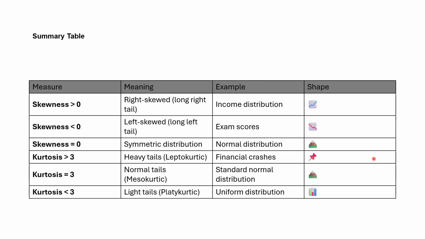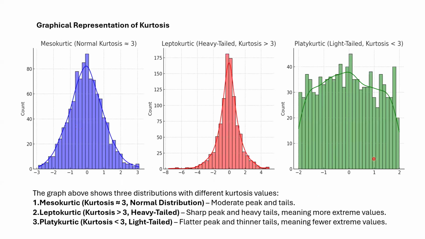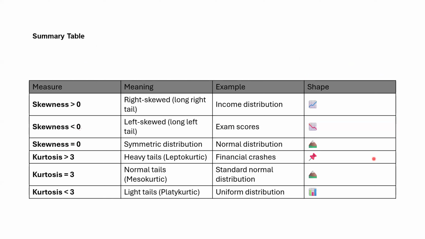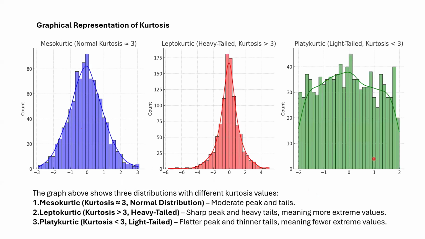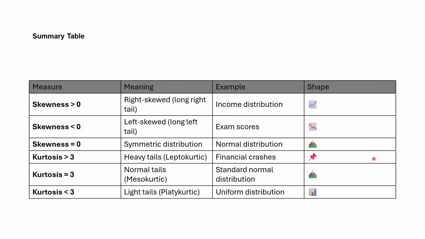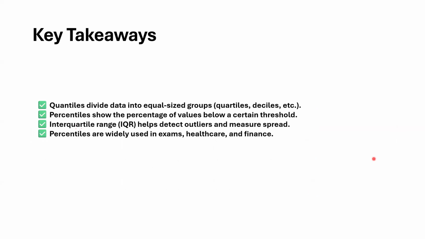Kurtosis greater than 3 is the leptokurtic, with heavy tails, like financial crashes. Kurtosis equal to 3 is mesokurtic, with normal tails, not going too much outside, like the center one. And platykurtic is the kurtosis value less than 3, with light tails, like the uniform distribution. So those are the key takeaways from here.